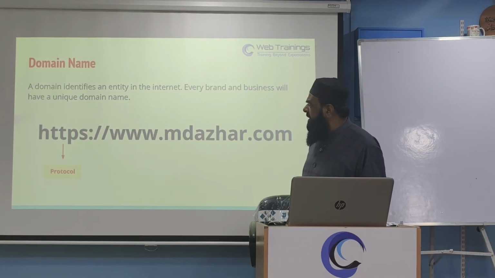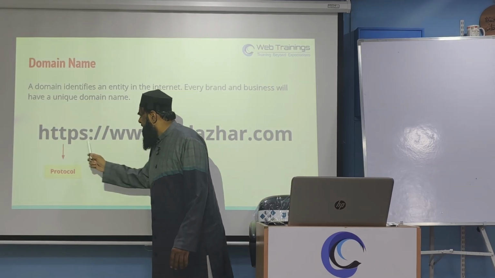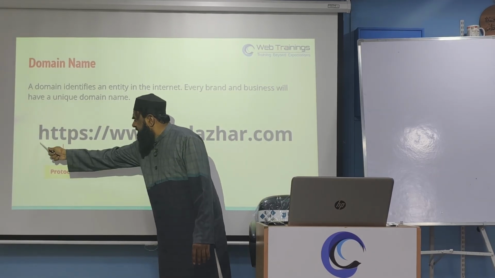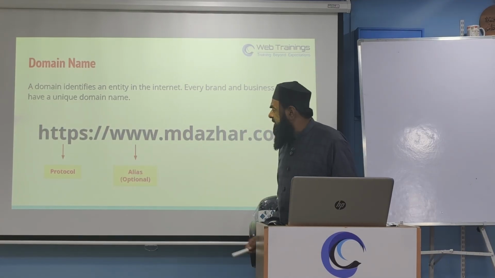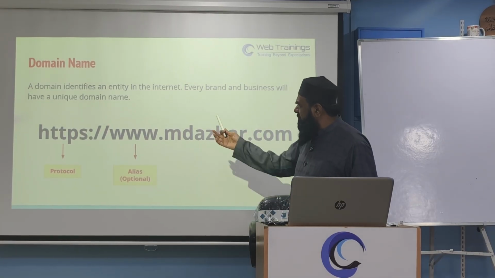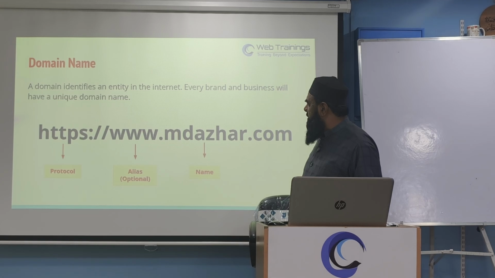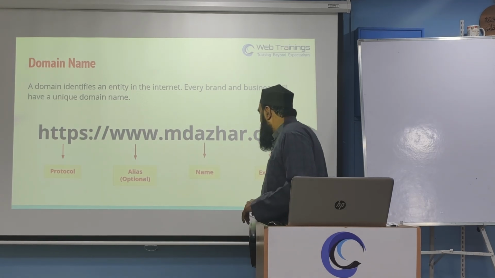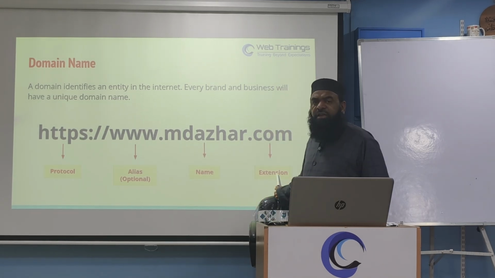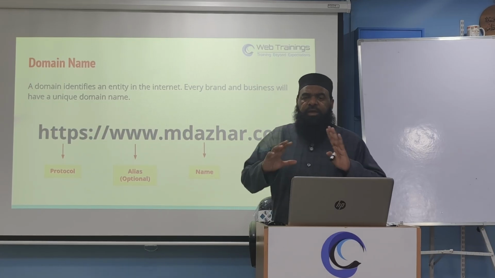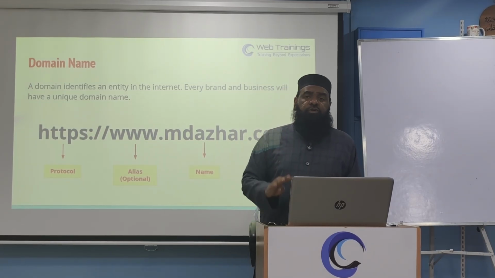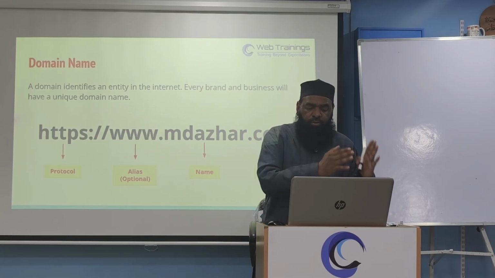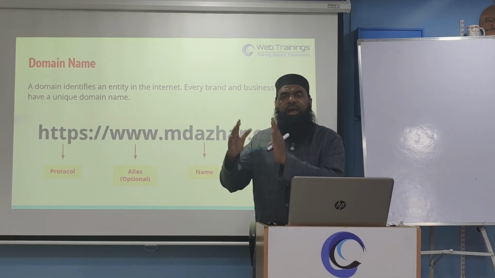The first component of a domain name is called the protocol. You see this from HTTPS up to this particular section. This entire block is called the protocol. The second element of a domain name is called the alias, which is also optional. The third element is called the name, and the fourth element is called the extension. So a fully qualified domain name is divided into 4 sections: protocol, alias, name and extension.